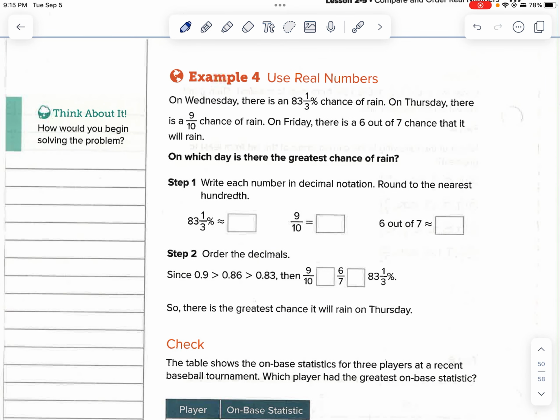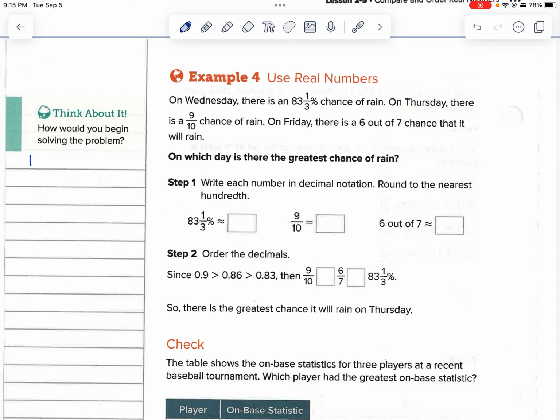This one. On Wednesday, there was an 83 and 1/3% chance of rain. On Thursday, there was a 9/10 chance of rain. On Friday, there was a 6 out of 7 chance that it would rain. Which day is the greatest chance of rain?